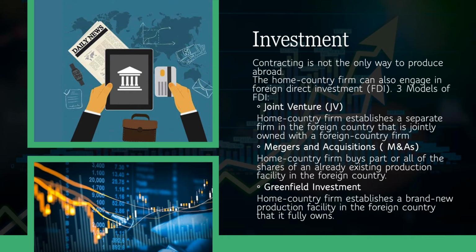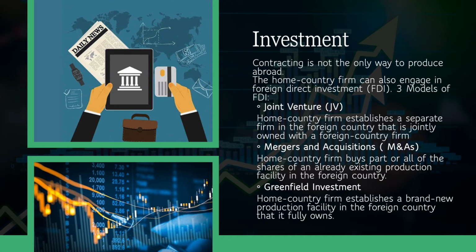The second way of engaging in FDI is through mergers and acquisitions. Here, the home country firm buys part or all of the shares of an already existing production facility in the foreign country. As has been pointed out by many observers, M&A activity is the most prominent type of investment made for foreign market entry. That is, M&As are the most common means of FDI.